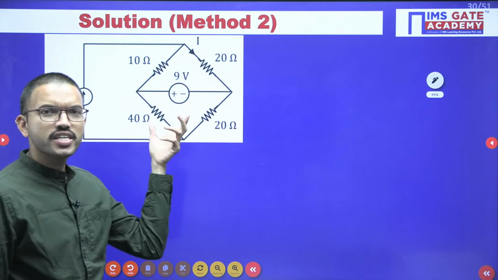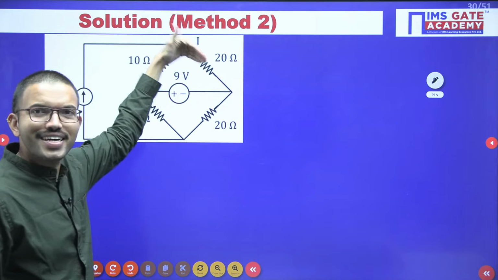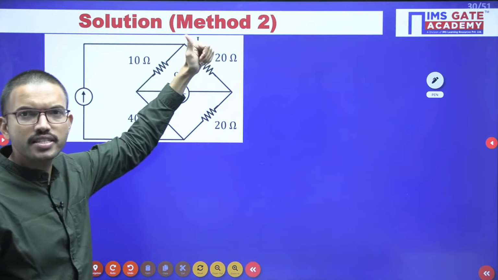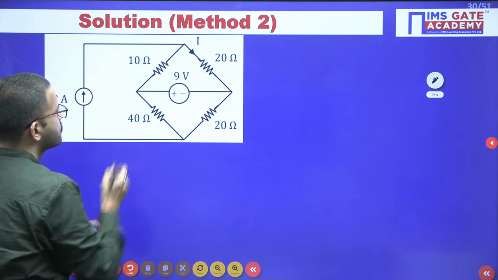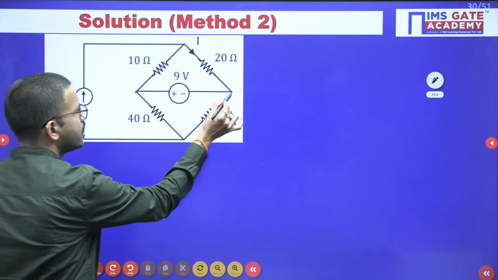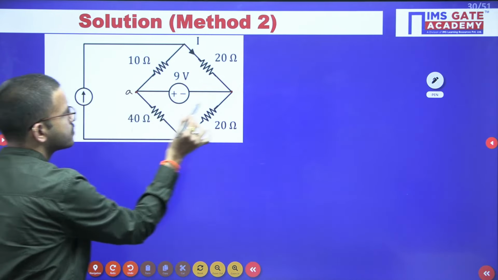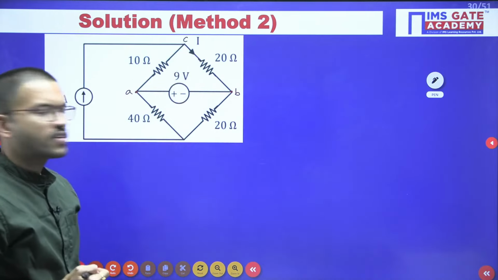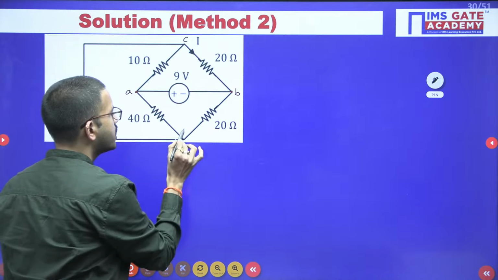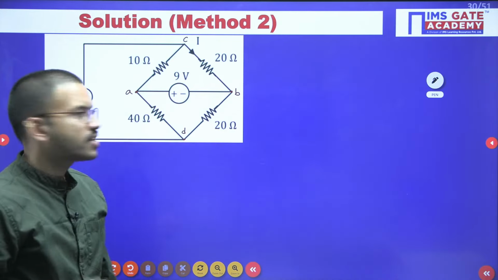Yeah, just observe here. In this particular branch, we have to find the current, right? Now, if you carefully observe, for example, here I am mentioning the labels, or points or nodes: this is point A, this is point B, and this is point C. Similarly, if you want, you can consider this is point D. This node point is D.